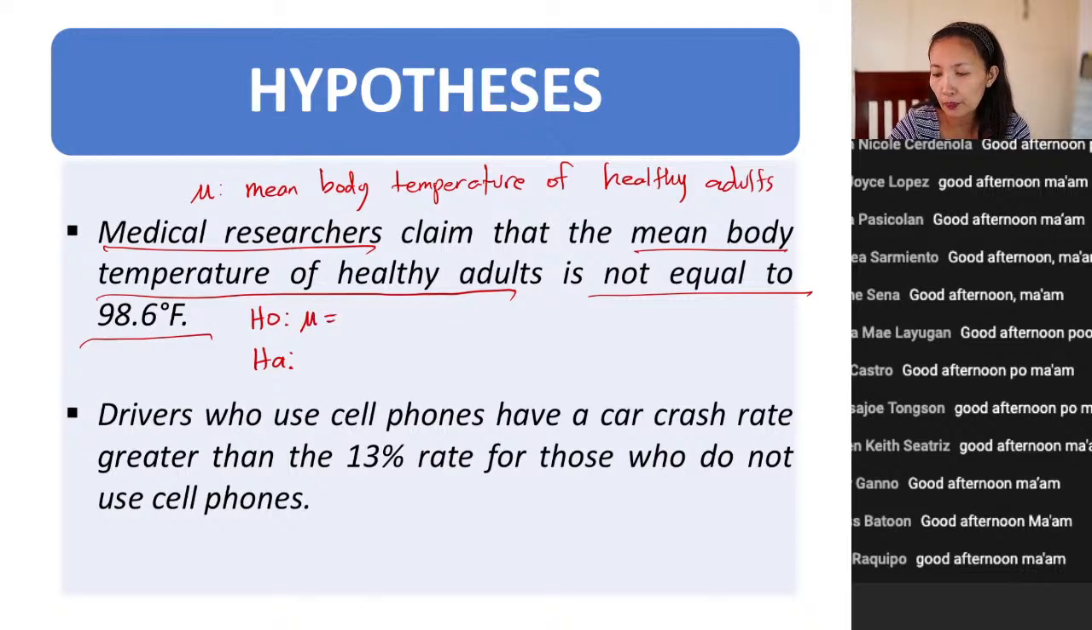HO mu is equal to 98.6 degrees Fahrenheit, and HA mu not equal to 98.6 degrees Fahrenheit, although it's already stated here, not equal to. So that's the claim of the medical researchers. They would like to find out or to prove their claim that the mean body temperature of healthy adults is not equal to 98.6 degrees Fahrenheit.